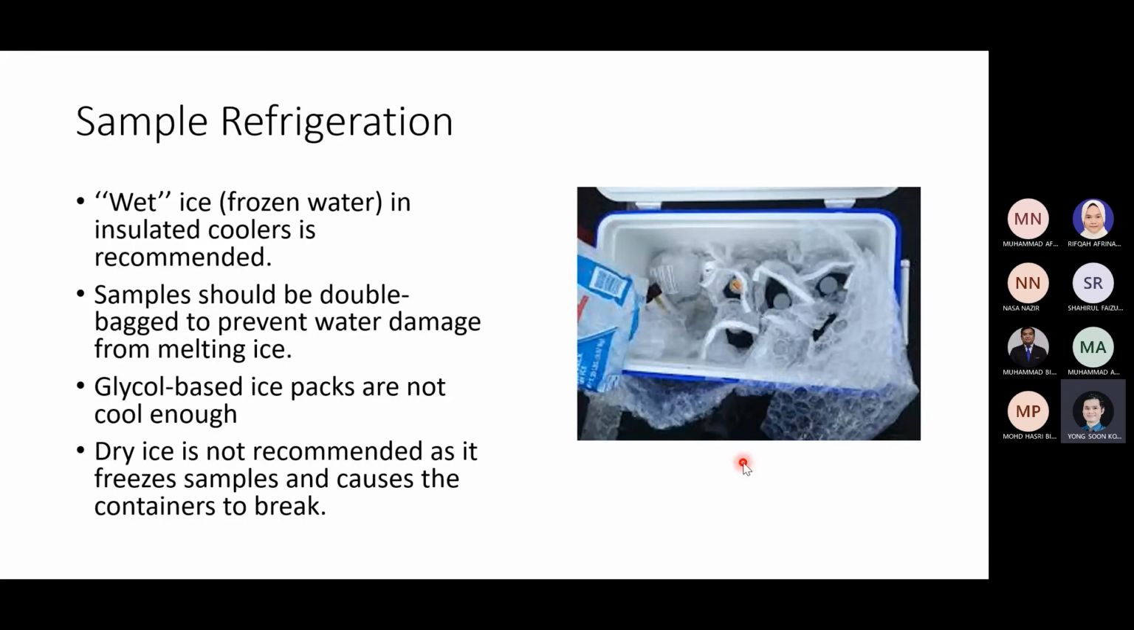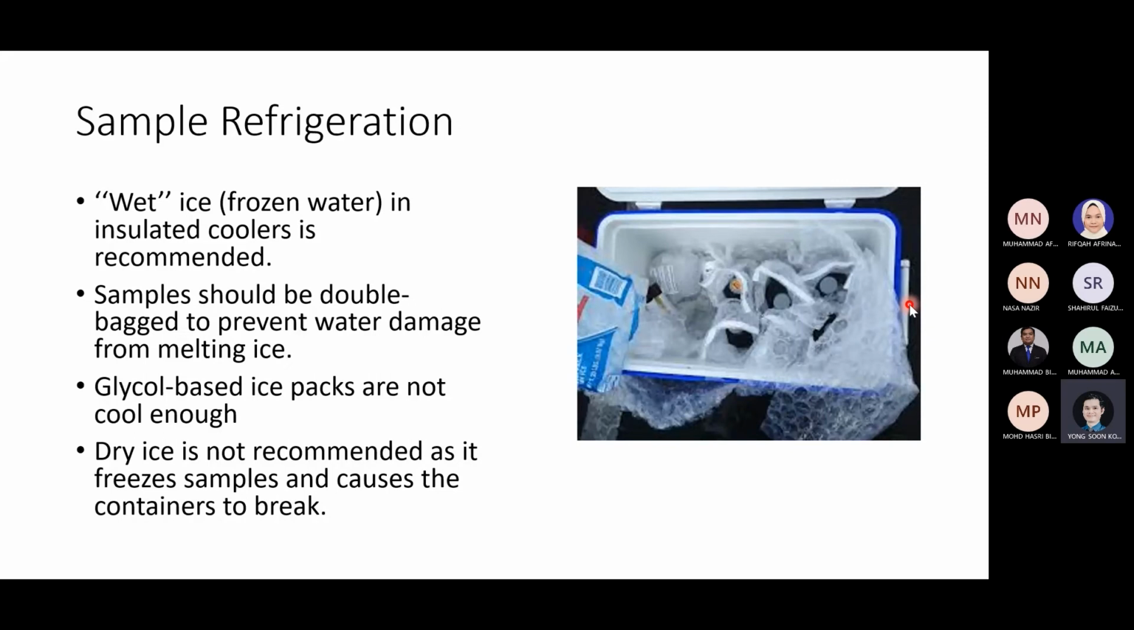Because refrigeration can be done as easy as using an ice box. Ice box is good enough, because why? You collect sample, you immediately return to the lab. That is okay. No need for the ice lorry. No need. So how do we maintain 2 to 4 degrees Celsius?